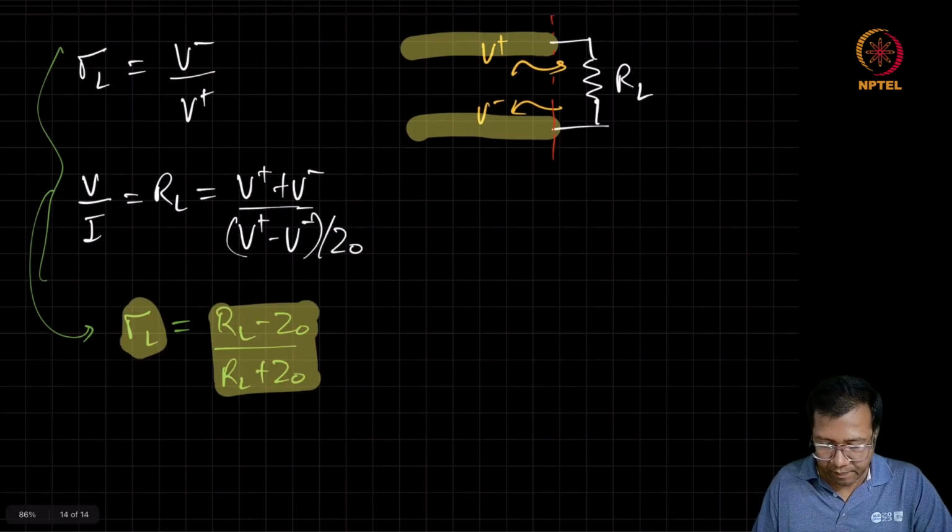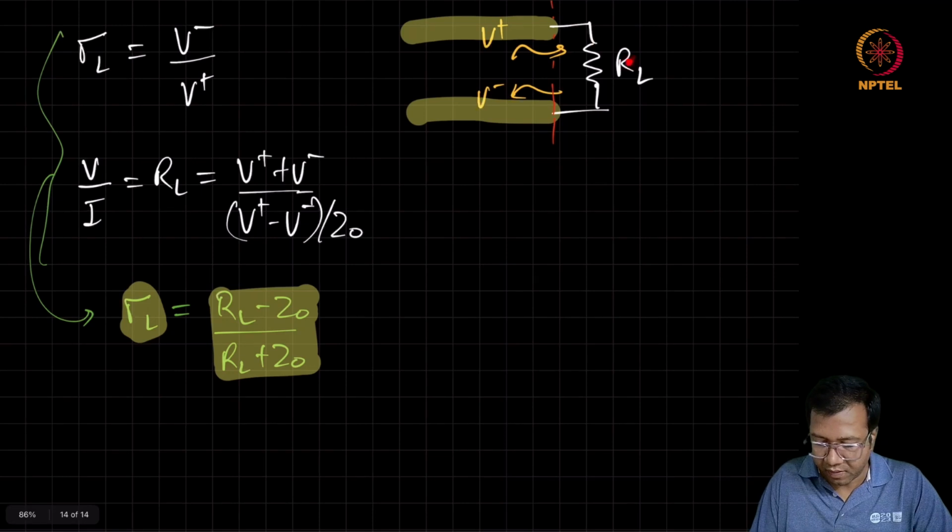So we can see that the reflection coefficient at the load side depends on the load termination and the characteristic impedance of the transmission line.